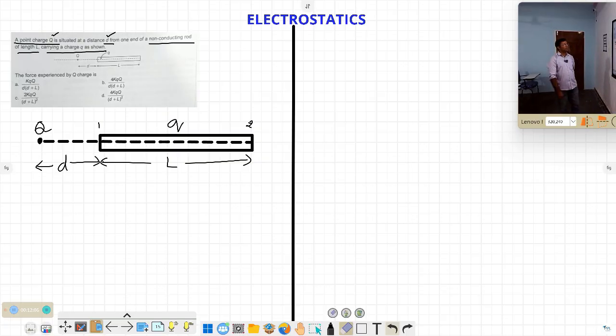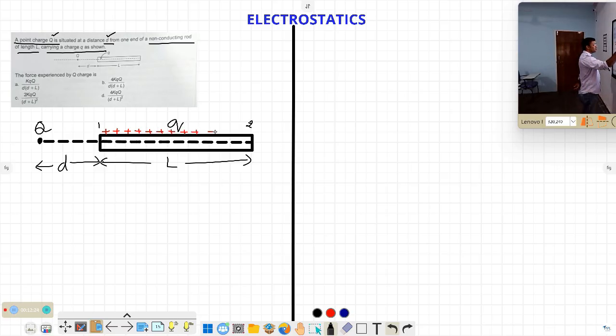This is the way they have given in the question also, so you can see the diagram of that. Now the force experienced by the charge Q, this is one of the charged bodies. So whenever it is charged, what happens? The charges will accumulate on the body, right? This is the way the charges will accumulate.